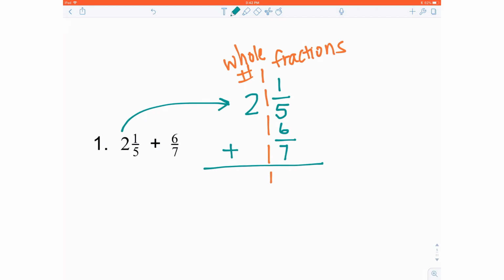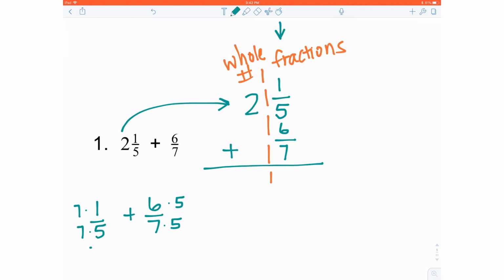Okay? So I'm going to always start over here on my far right hand side, because that's how I always add. Nothing new there. And it looks like we have to just add 2 fractions. Well, we know how to add fractions, right? It's just 1/5 plus 6/7. All right, so we're going to multiply each side by each other so we can give them the same denominator.